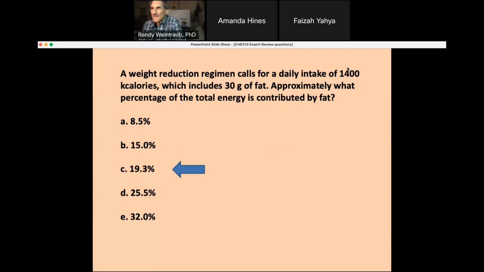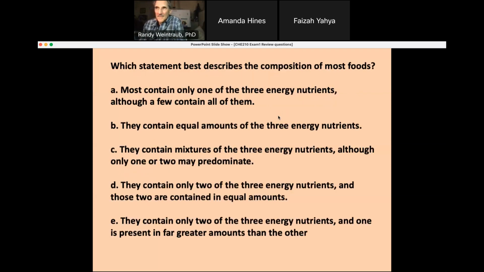Which statement describes composition of foods. So, as you go through these, it's a mixture of the three energy nutrients. Energy nutrients, another way to say macronutrients. Although most foods are predominantly one or two of those, fat, protein, or carbohydrate.